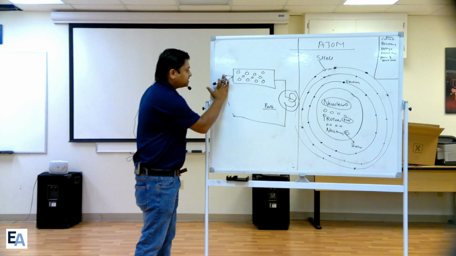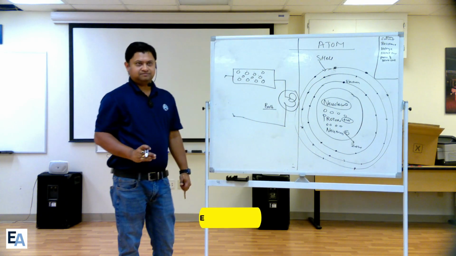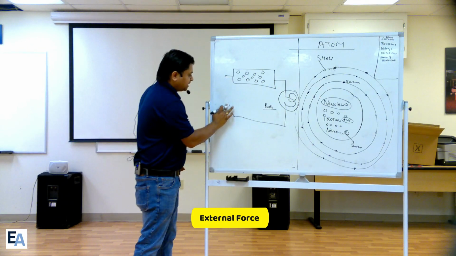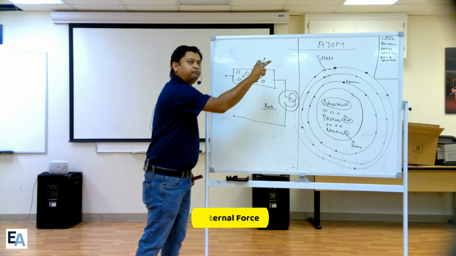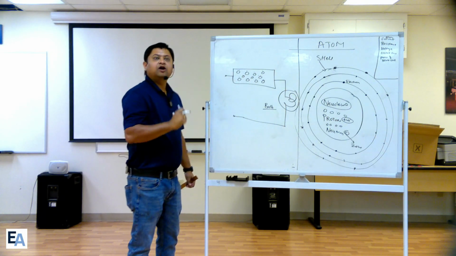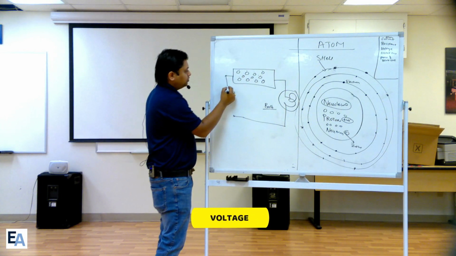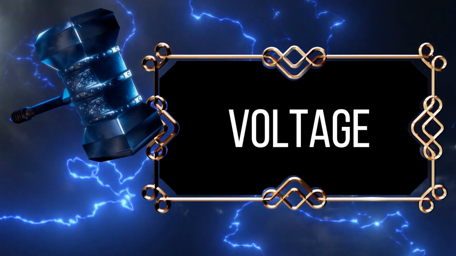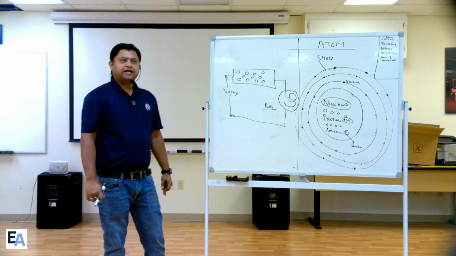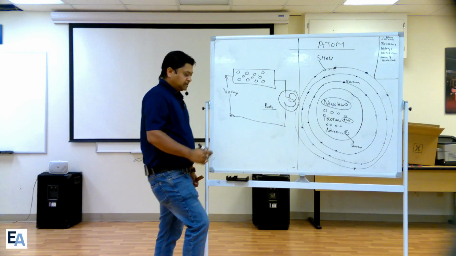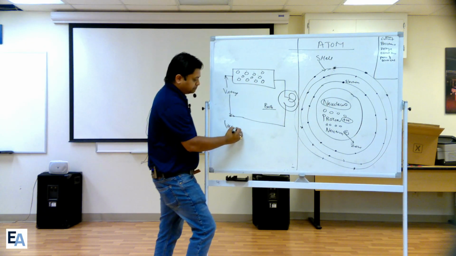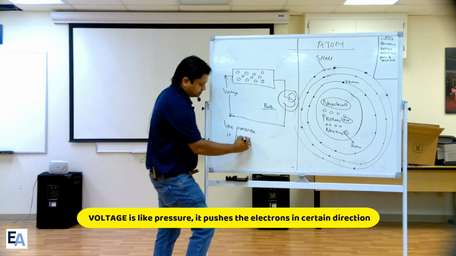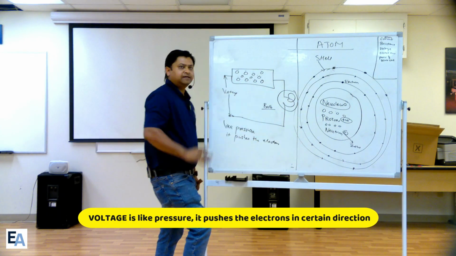So they need some kind of external force to move the electrons in one direction, correct? So I need to have something out there which will actually push the electrons in one direction, and that is known as voltage. Voltage is nothing but like pressure. It is just like a pressure. It pushes the electrons in a certain direction.